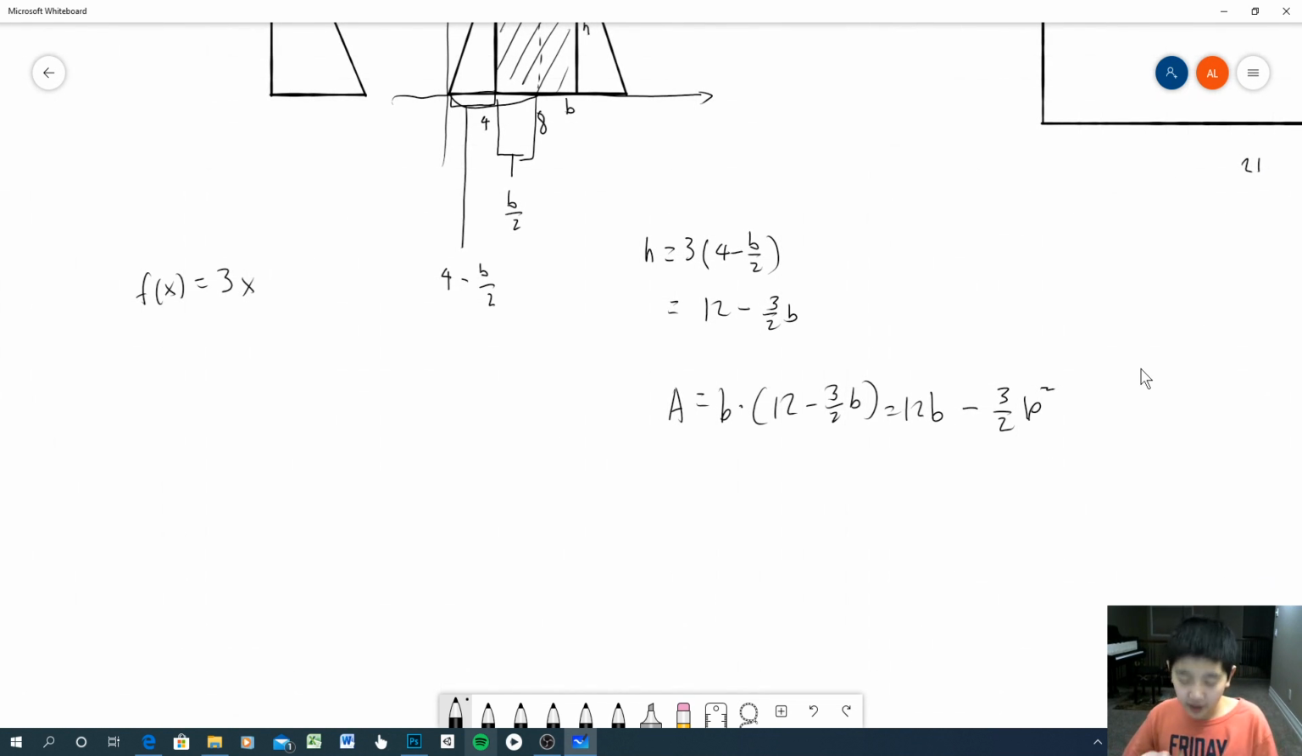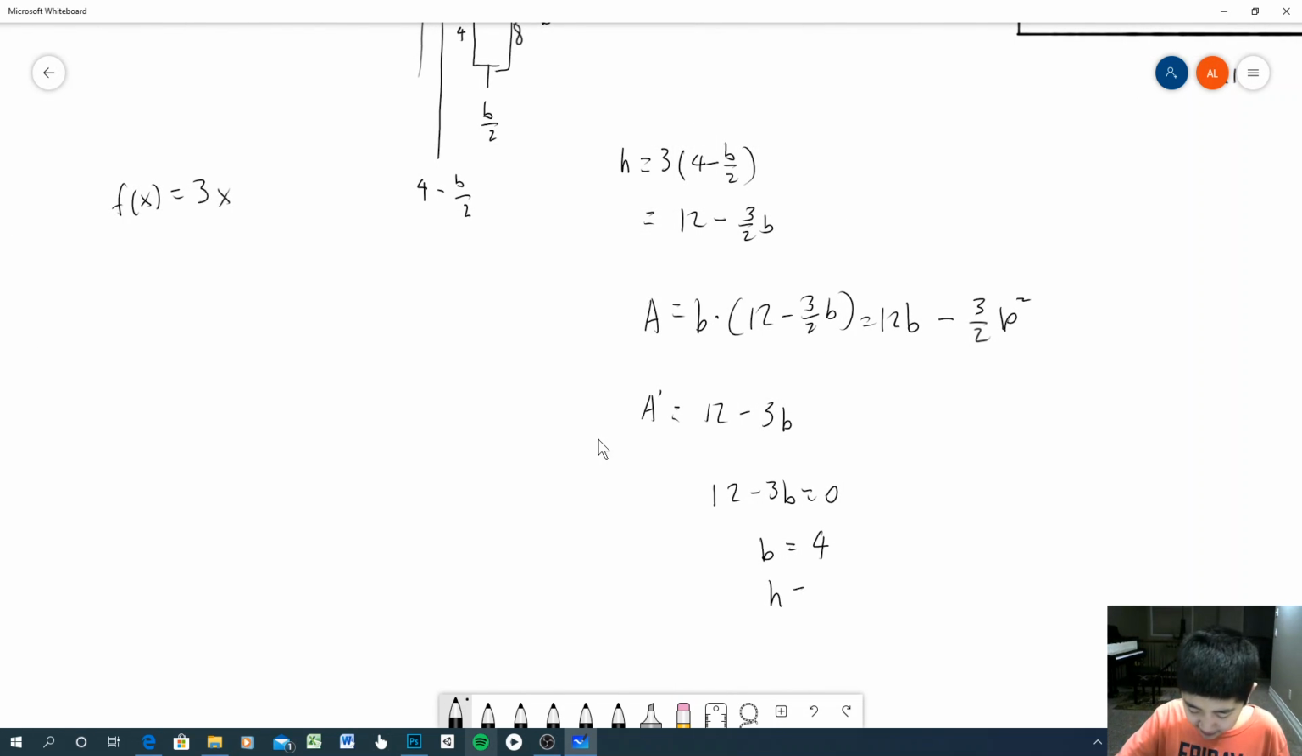We just take the derivative of A, which gives us 12 minus 3b. Since we now have the derivative, we set it equal to 0 to get the critical points. And b would equal 4. Now that b equals 4, we can substitute b back into the expression we made to find h. So 4 divided by 2 is 2, 4 minus 2 is 2, 2 times 3 is 6. So h would equal 6. And that would give us our answer.